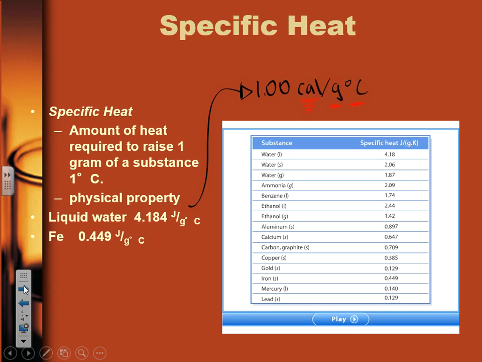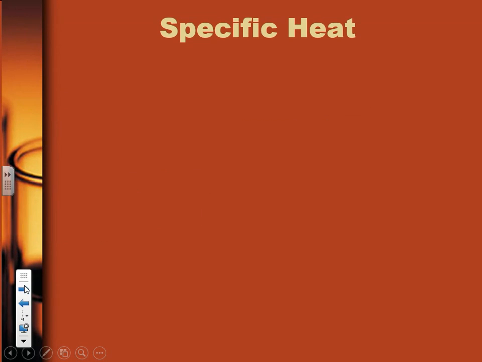All right, and if we look at the specific heat of water compared to iron, you'll see that the specific heat of iron is much lower. It's 0.449 joules per gram Celsius. So it would take 0.449 joules to raise 1 gram of iron by 1 degree Celsius. These values are going to come from a table. We could also calculate them. We'll actually determine the specific heat of a metal in our laboratory in this unit.